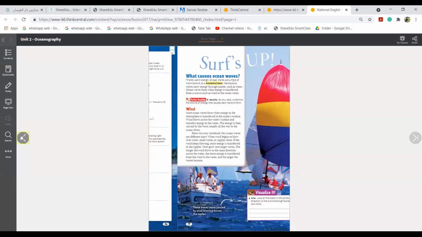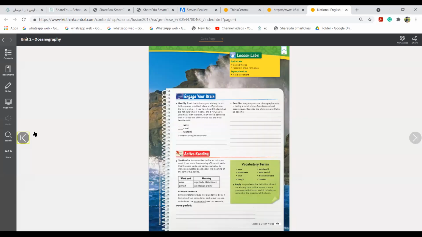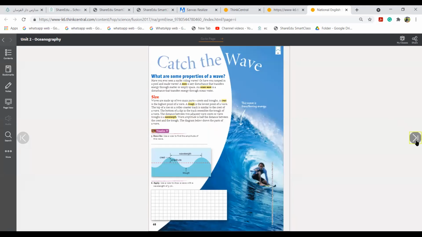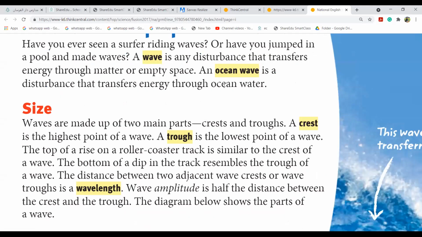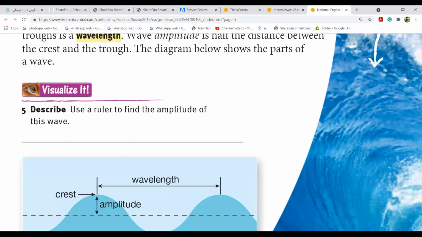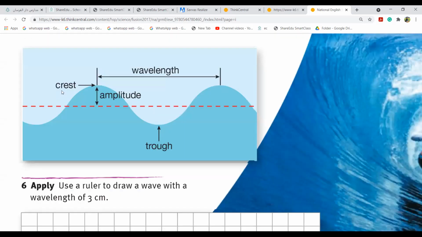Okay, so grade 7 girls, yesterday you watched a video of ocean waves where we studied waves. What is an ocean wave? It is a disturbance that transfers energy. Then I showed you this picture, which shows the crest, the trough, and the difference between the two crests, which is called wavelength, and half the way, which is called amplitude.